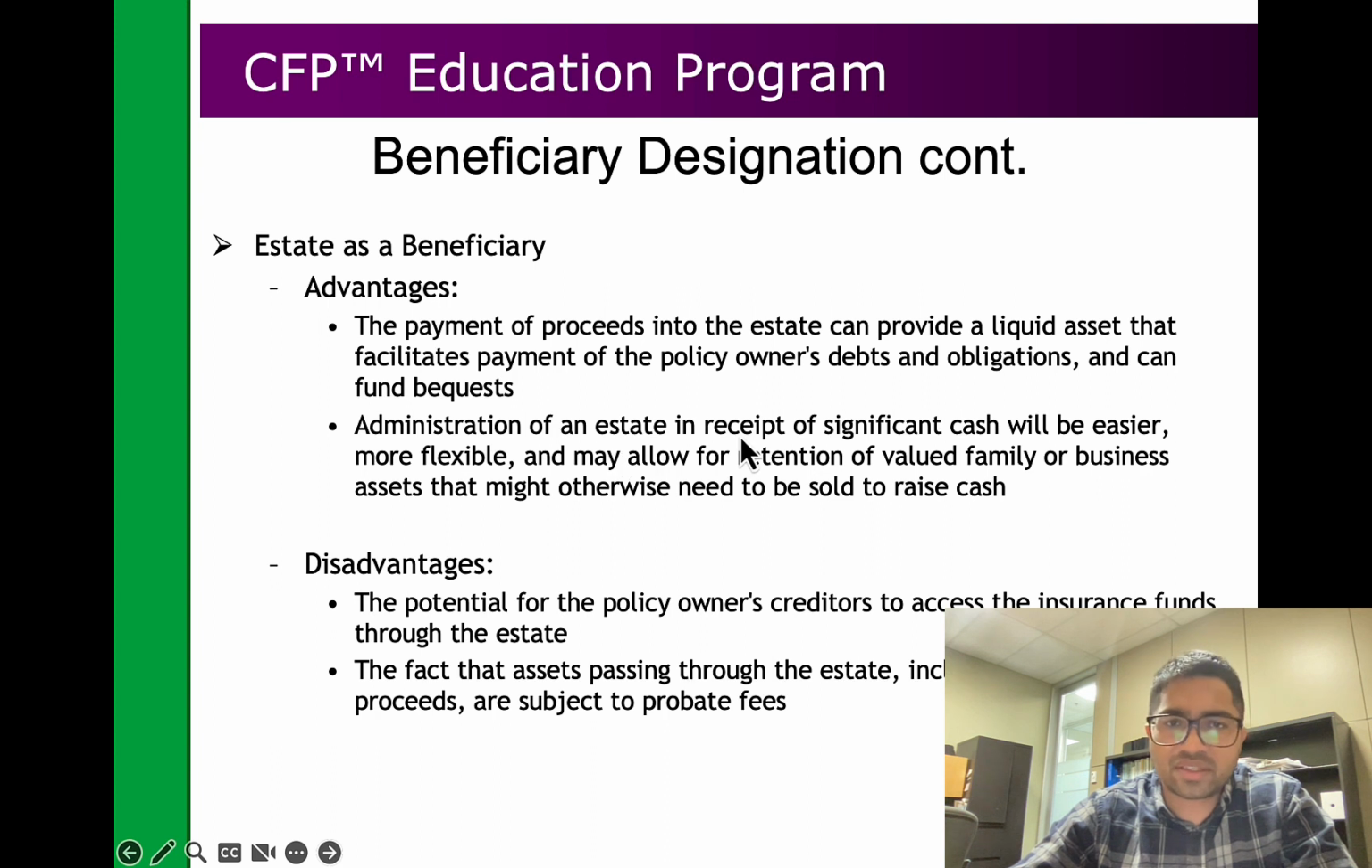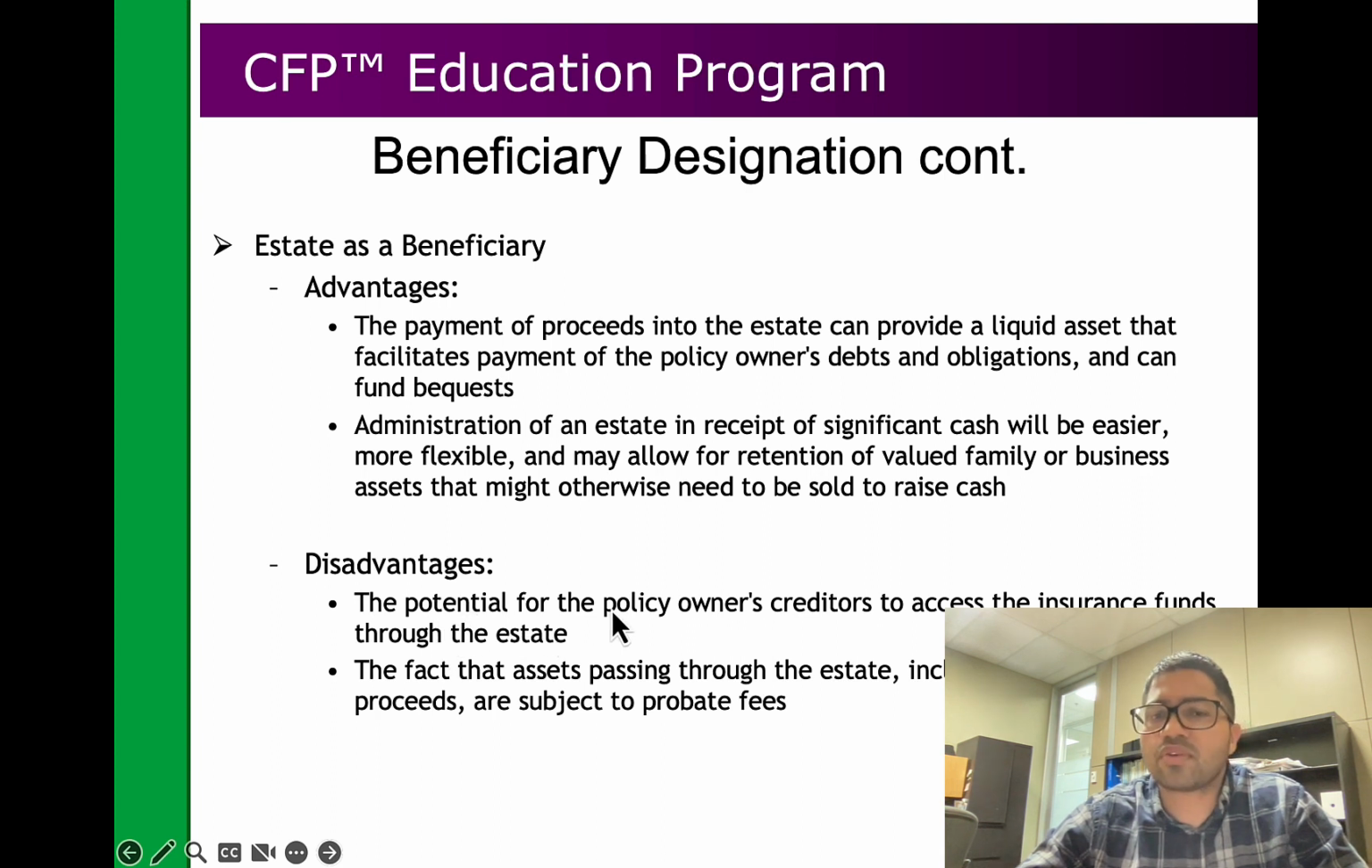Administration of an estate in receipt of significant cash will be easier, more flexible, and may allow for retention of valued family or business assets that might otherwise need to be sold to raise cash. So this is also an advantage. The cash moves easier into an estate. It is more flexible, so you can pay debt, you can do a bunch of other things, and it may allow for retention, because taxes can be paid, so you don't have to sell assets.